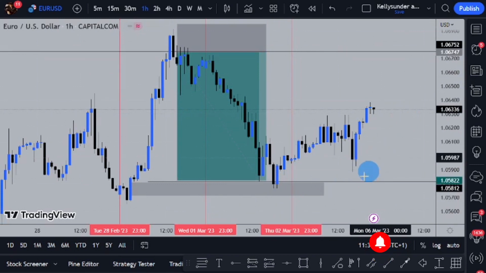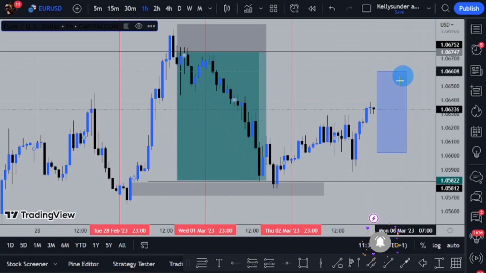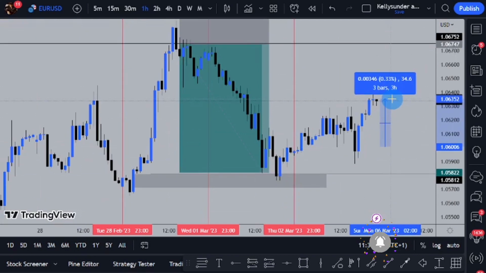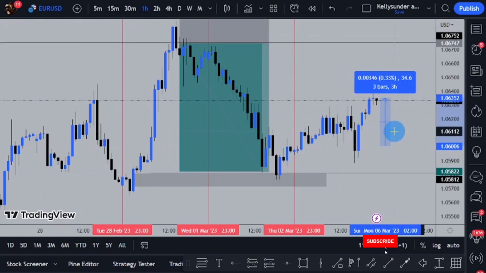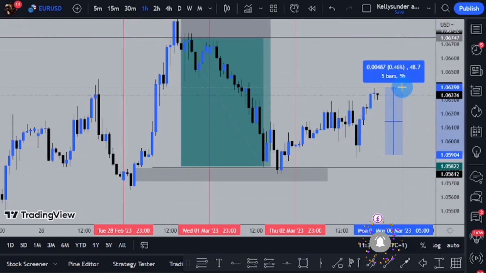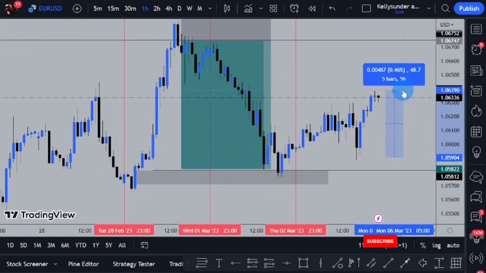And also, what is this? Let's measure. I want to measure my measurement. Okay, let's just say from 900. Let's measure. Yeah, around a 50 pips trade, then tapping into this other block.